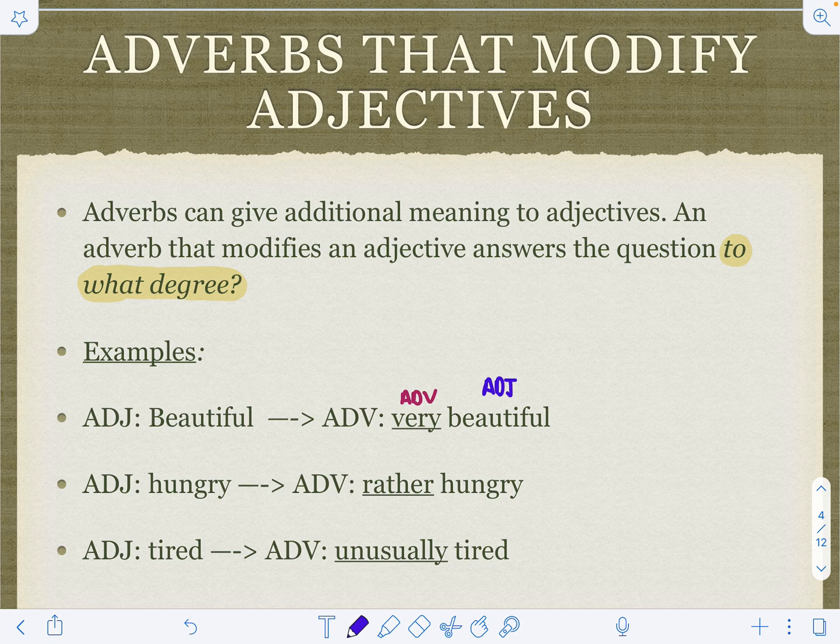How hungry? To what degree are you hungry? Rather hungry. And to what degree are you tired? I am unusually tired. Okay, so as you look at these, sometimes students confuse them and think that they are adjectives, when in reality, they're answering the question, to what degree, and that confirms that they are, in fact, adverbs.